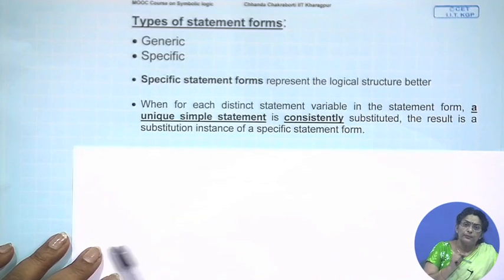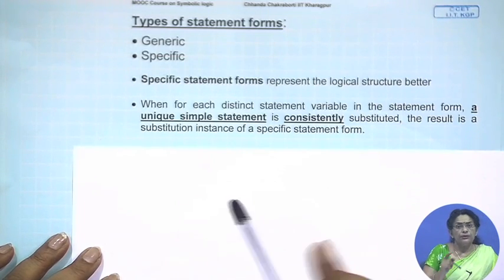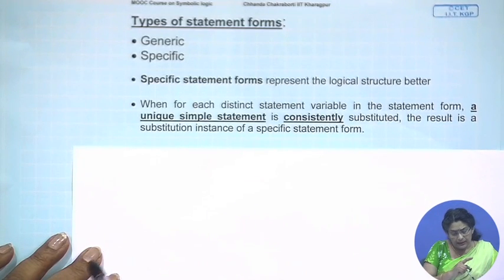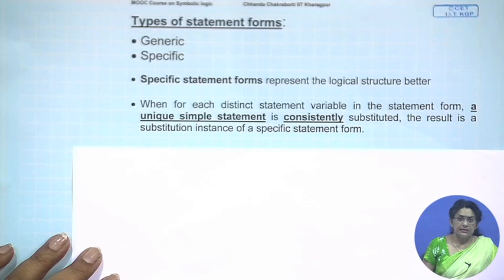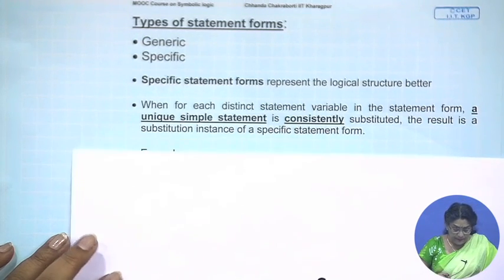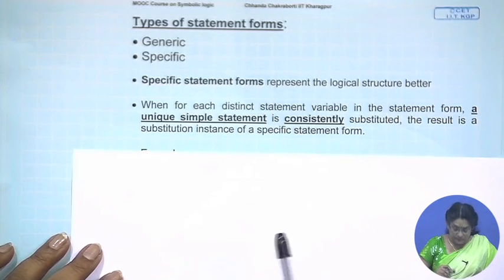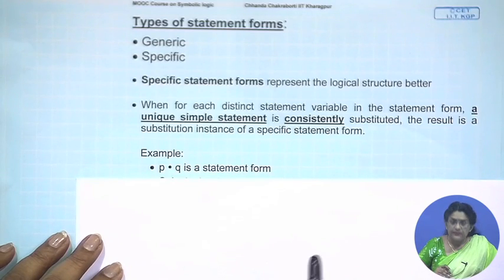So, wherever small p occurs, if you have decided to substitute it by capital A, that should be done thoroughly and consistently throughout the sentence. This is something to remember. So, the specific statement form, maybe the example will tell you better.